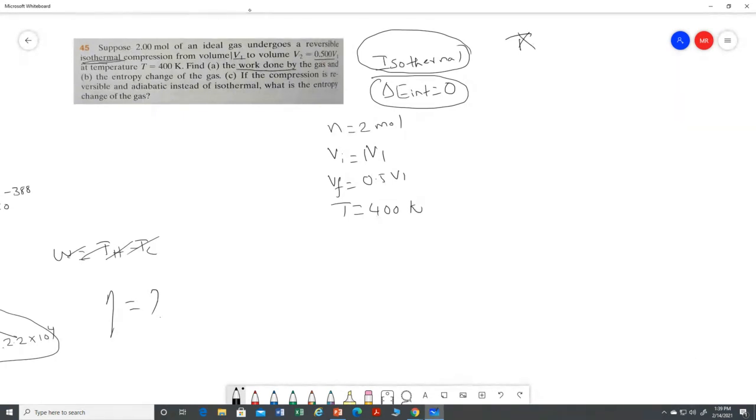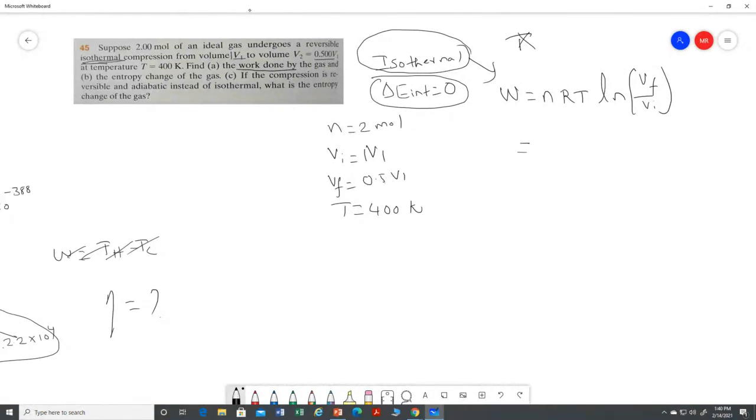First, we have to find the work done. My dear, in chapter number 19, we studied that isothermal work done is equal to nRT natural log of V final over V initial. We studied this formula. Do you remember that? Yes, Doctor. So I can directly use this equation here. Am I right?